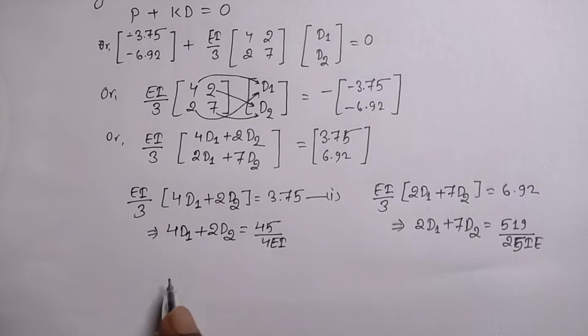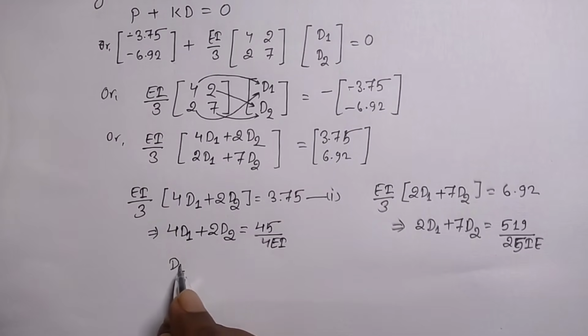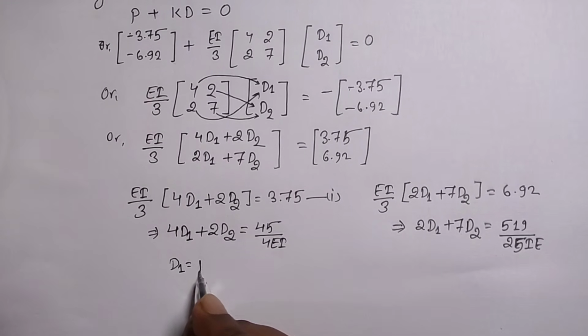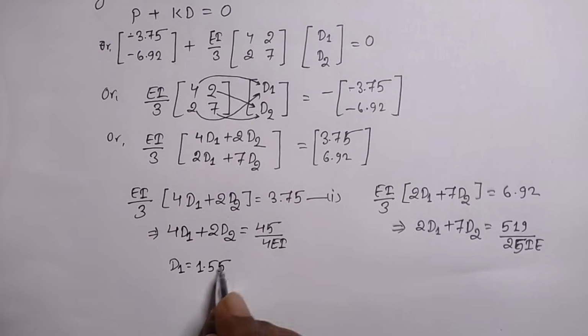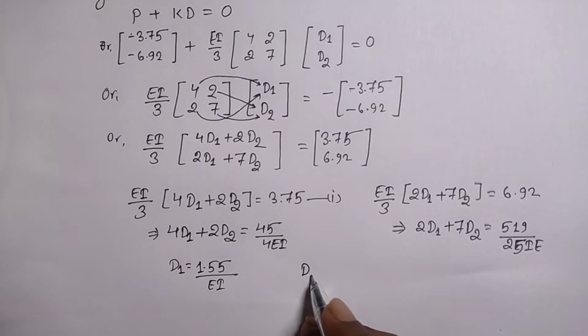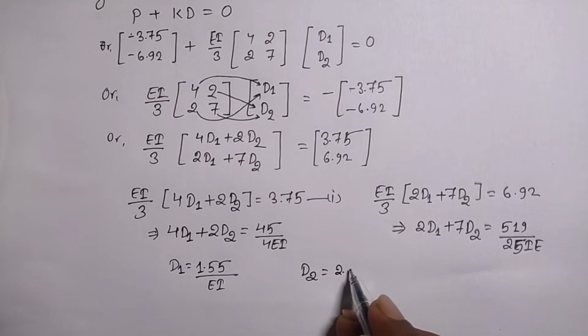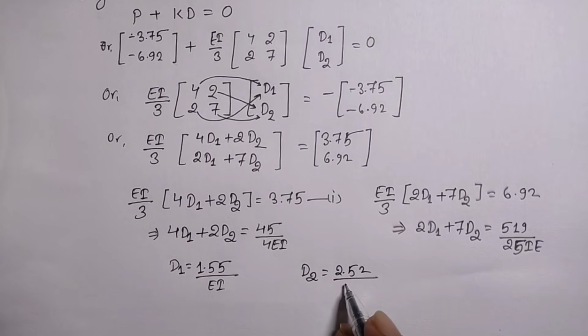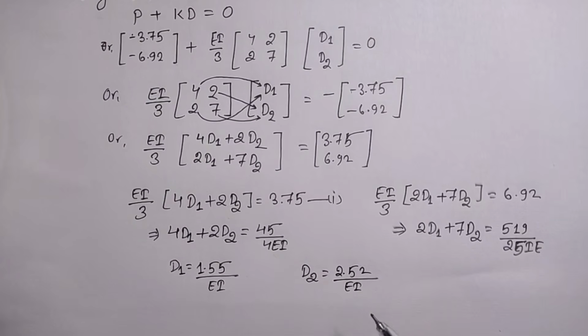Which will be D1 equals to 1.55 by EI. Similarly D2 equals to 2.52 by EI. Now let's move toward step 4, and in step 4 we will be applying the slope deflection equation to calculate the final moment.